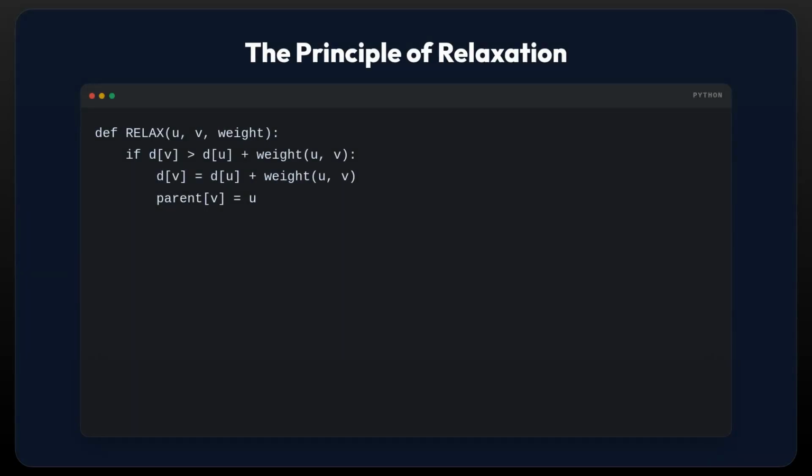Both algorithms rely on a concept called relaxation. Think of a rubber band stretched between 2 points. Relaxing an edge means we check, is there a faster way to get to vertex V by going through vertex U? If the distance to U plus the weight of the edge to V is less than our current best estimate for V, we update the value. We relax the tension on the path estimate.